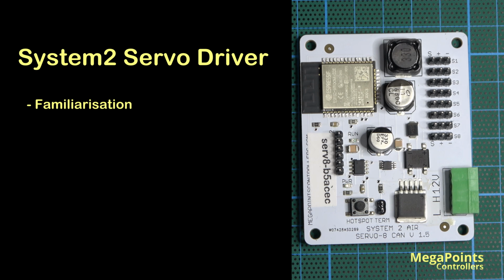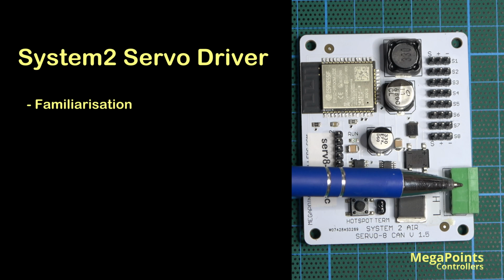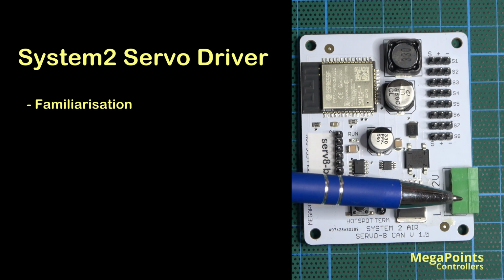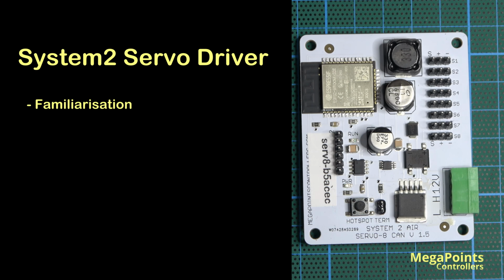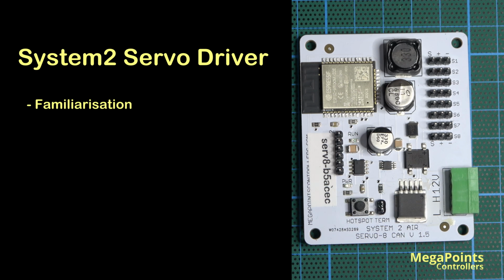So let's familiarize ourselves with the Servo driver. This is the main socket. The top two connectors are for 12 volts power supply, and that is a regulated 12 volts at 1.5 amps minimum. And the lower two sockets are for CAN H and CAN L, which is your network connection.